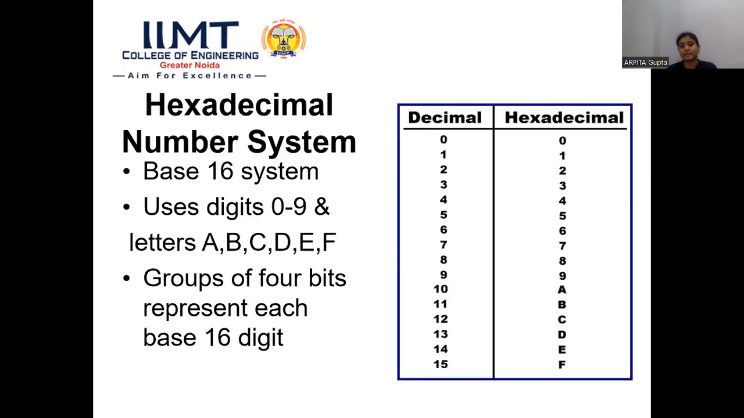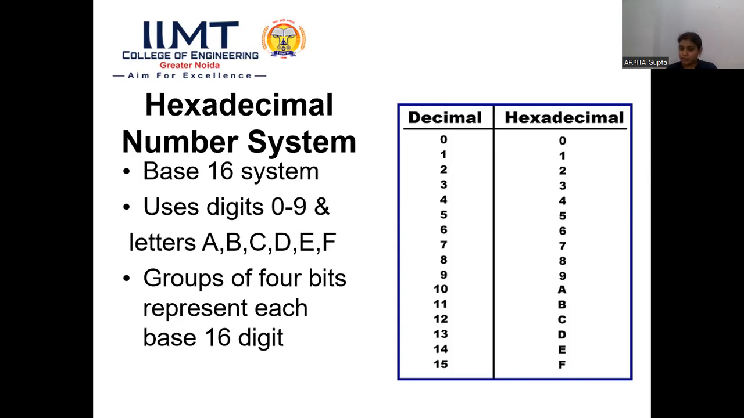Next one is the hexadecimal number system. Hexa means 16, and the number system with base 16 is known as the hexadecimal number system. In the hexadecimal number system, we use digits and letters: digits from 0 to 9 and letters from A to F. It has a grouping of 4 bits to represent each of the 16 digits. In the hexadecimal number system, we write the decimal numbers 10 to 15 as A, B, C, D, E, and F respectively.